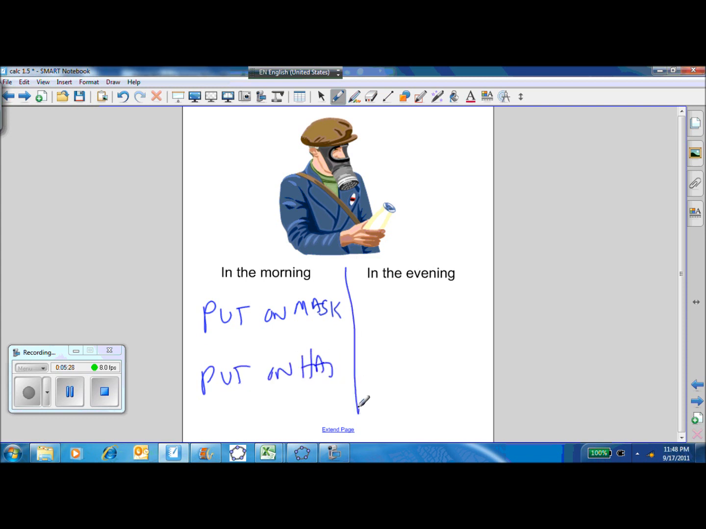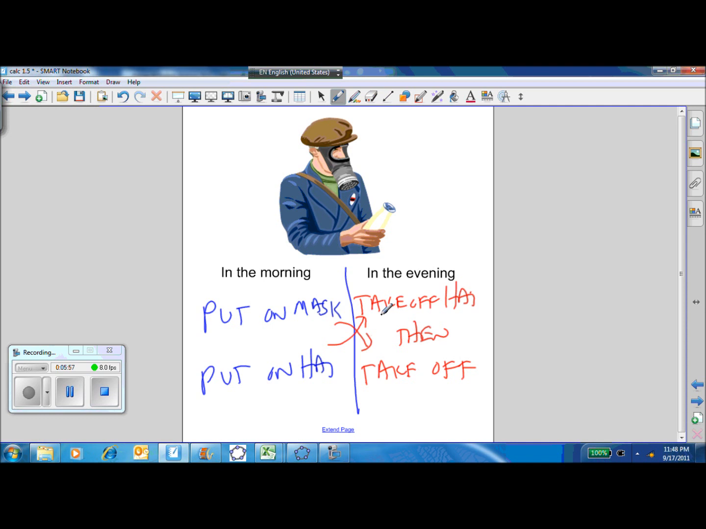Now what happens in the evening? In the evening he has to reverse those things. But he can't take off the mask because the hat's on. So he has to take off hat, and then take off mask. Do you see how the inverse operations have been done, but they've been done in the reverse order?